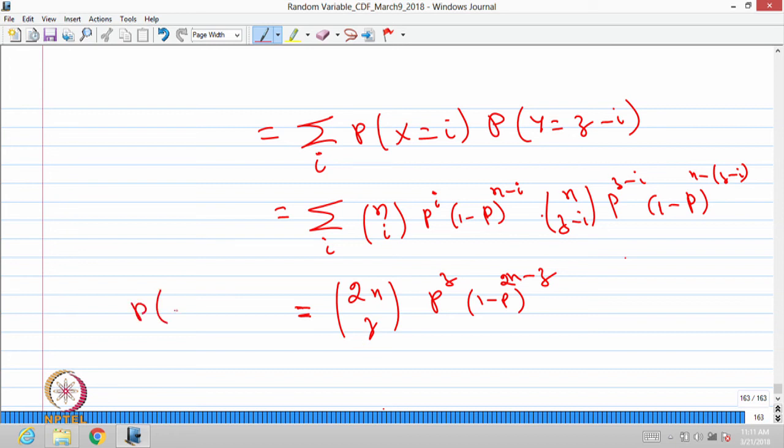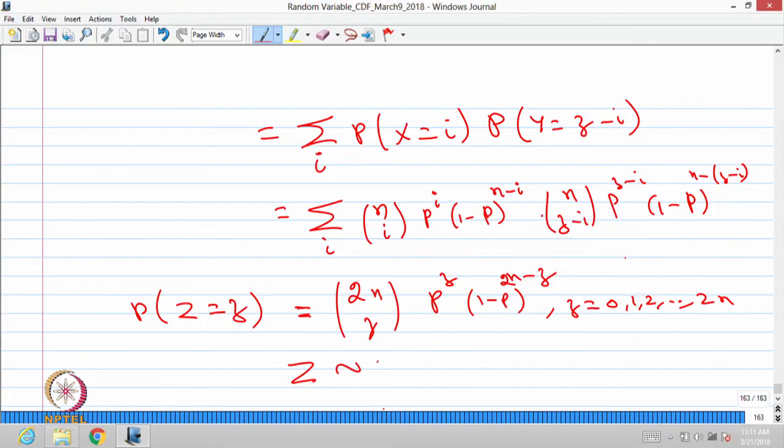So, this is the probability mass function of the random variable z, and the possible values of z are 0, 1, 2 and so on till 2n. By seeing the probability mass function, which is greater than 0 for these values and 0 otherwise, you can conclude the random variable z is also binomial distributed. You have to map this probability mass function with the probability mass function of the binomial distribution, then you will conclude that the parameters are 2n comma p.